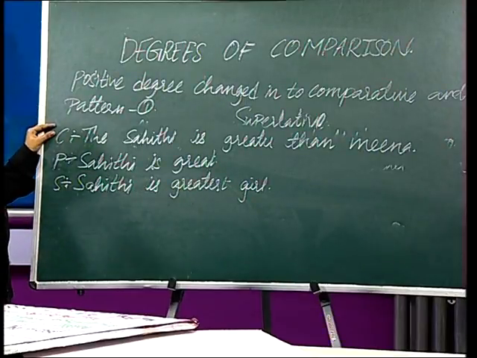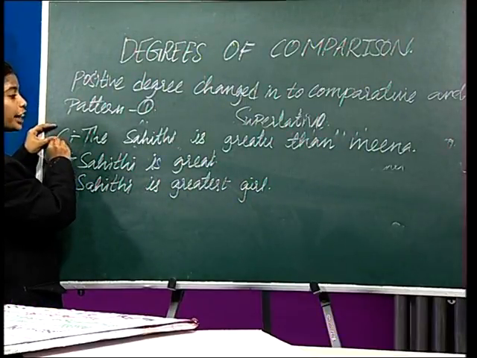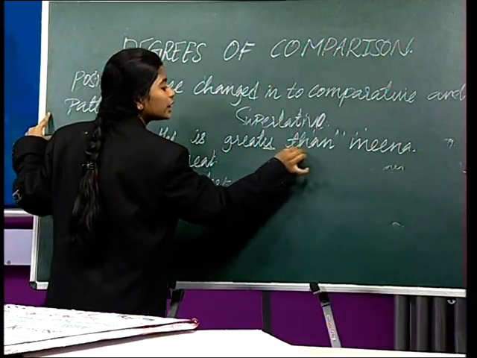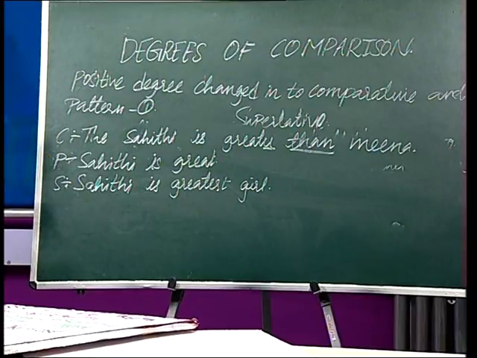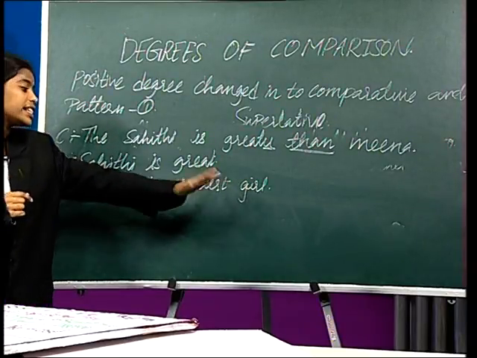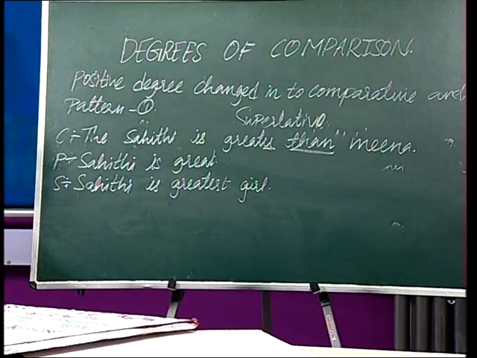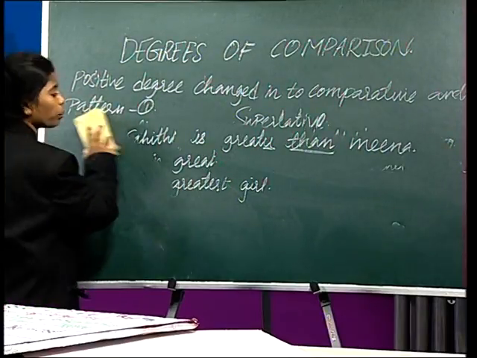So friends, you have to remember one thing here. In the comparative form, than is used, friends. And in the positive, there is no comparison. It describes only one noun. And in the superlative, Sahiti is the greatest girl. Here est is added. So, let us look at one more example, friends.